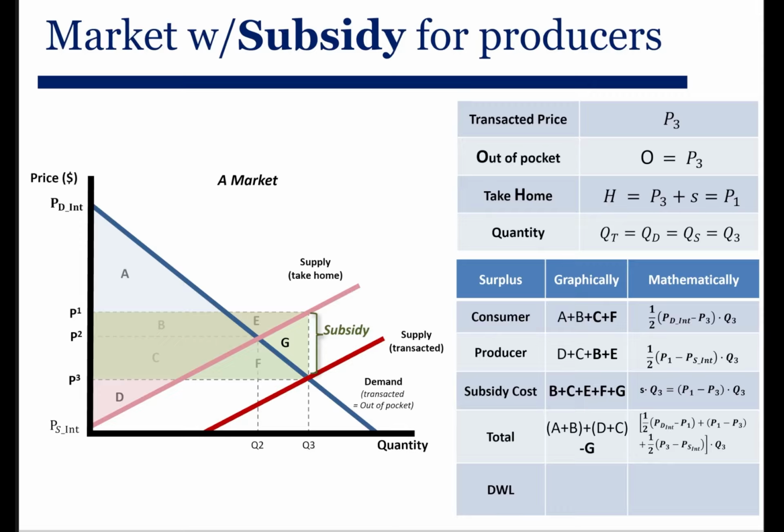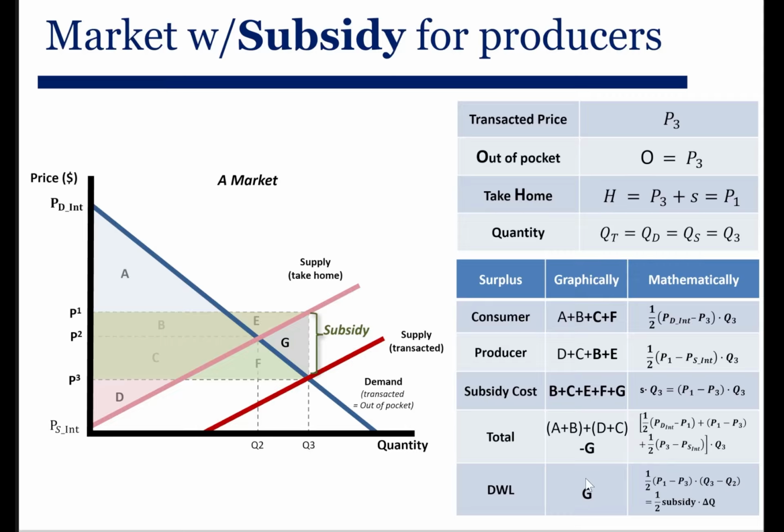And so if we look at our total surplus, if we add consumer surplus plus producer surplus minus the subsidy cost, we see that C and F, B and E get canceled out from the subsidy cost. And so our total here is, well, we still have A, B, D, and C, but we have this minus G, right? This G was subsidy cost that was not going to anybody. In fact, where this cost ends up is in deadweight loss.